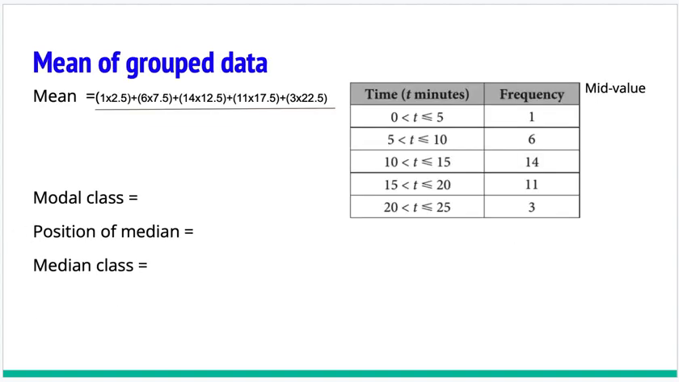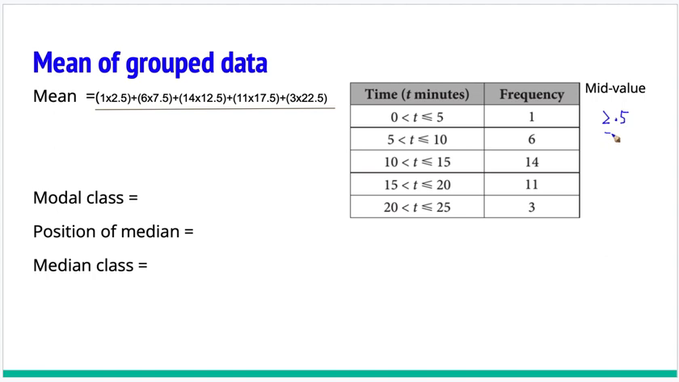Now let's take a look at the mean of a group data. A group data simply means that there is a range of numbers instead of a single data. So we cannot know what number there is in this column. Therefore, what we have to do now is to reduce this to a single number by working out the mid value. So the mid value is the average of the range, which is 0 plus 5 divided by 2. In this case it is 2.5.